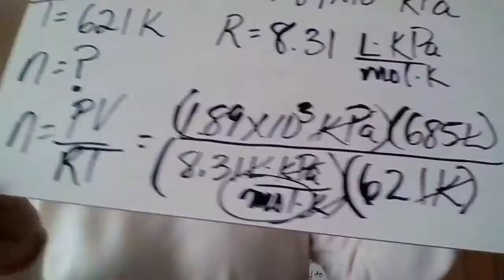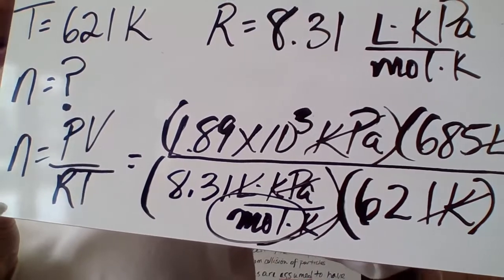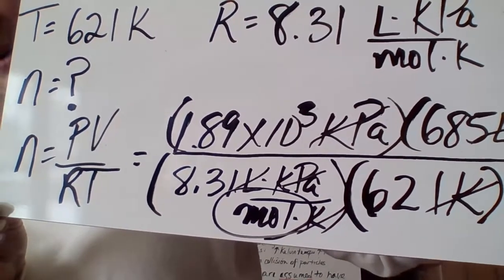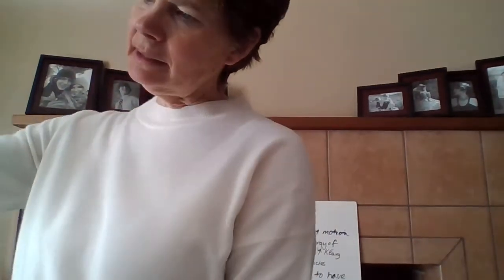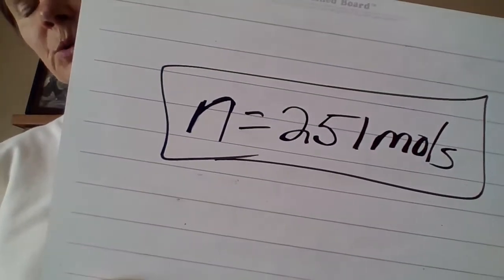And since we're trying to solve for moles, and that is the type of unit that is left when we do all the work, that means we've done this correctly. And when we do the math for this, that leaves us with an N value that is 251 moles. So check your math there and see if that's what you got. Okay, so that's how to work problem number 26.